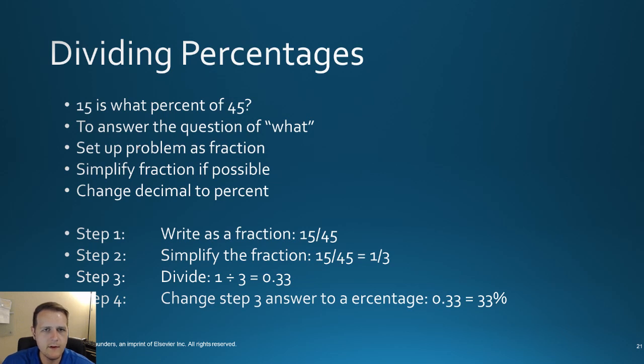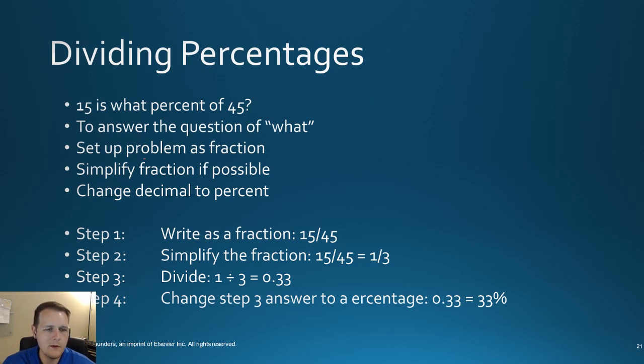What if I wanted to divide by a percentage? So if I wanted to say 15 is what percent of 45, right? You've got to figure out what the question is asking at that point. So 15 is what percent of 45, that "what" is the percentage you're actually looking for. Basically what you can do is set up the problem as a fraction, simplify the fraction as much as possible, and then convert it from a decimal back to a percentage, right?